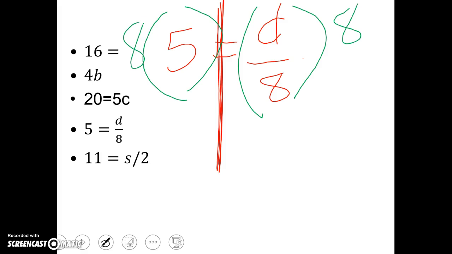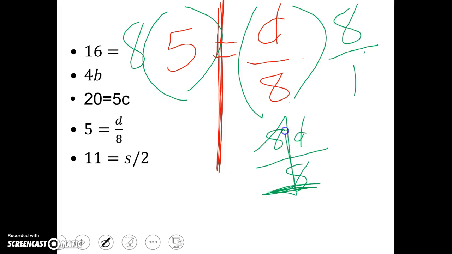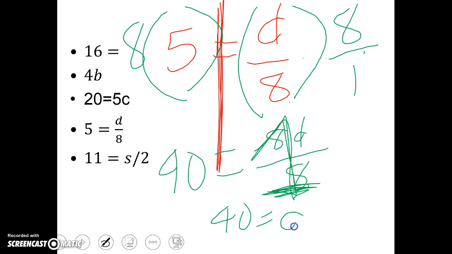Okay. This right here, d divided by 8 is a fraction. This 8 over here is just a whole number 8. If I put them over 1, that's a fraction. So now I multiply. So d times 8 is 8d. 1 times 8 is 8. 8 over 8 gives you 1. So you're left with 1d on this side. On the left side, 8 times 5 is 40. So your answer is 40 equals d.